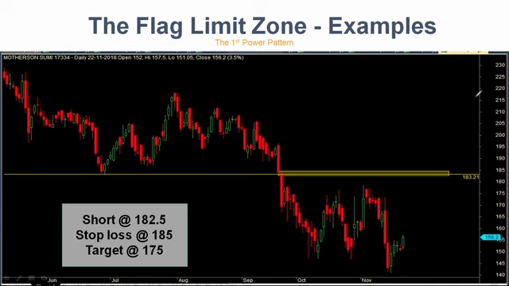Okay, so these are my trades on flag limit, and let's see which work and which don't work. How is the zone drawn? The zone is drawn between the wick to wick, scenario 2.